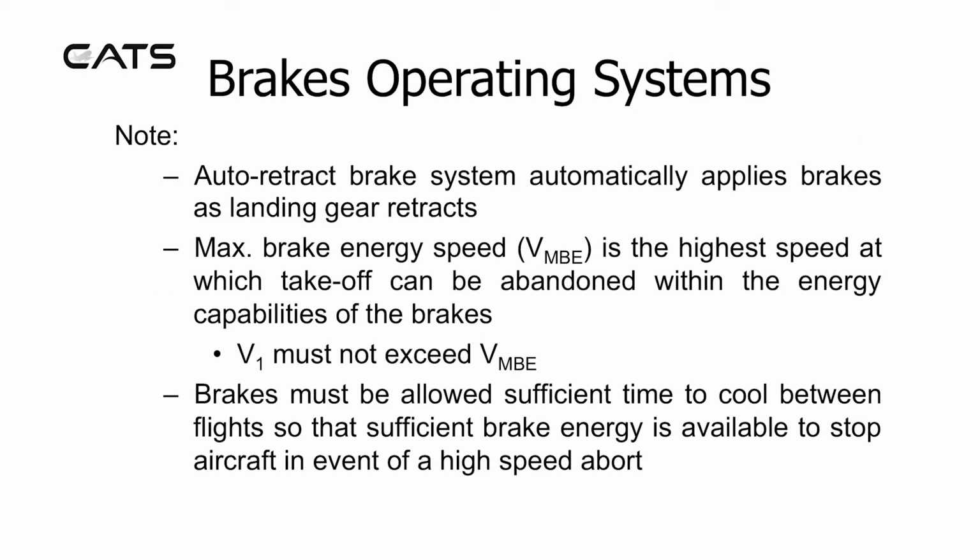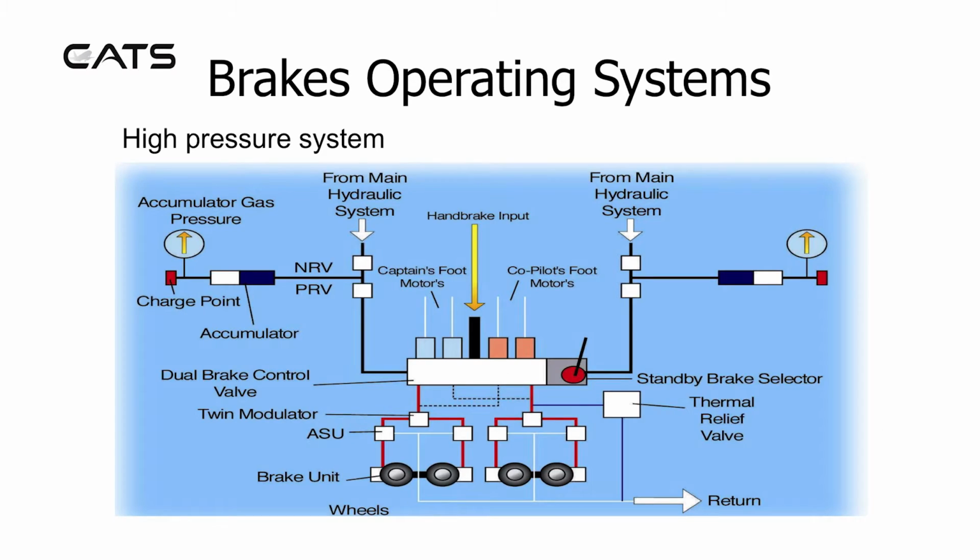An auto-retract brake system automatically applies brakes as landing gear retracts. Maximum brake energy speed, VMBE, is the highest speed at which takeoff can be abandoned within the energy capabilities of the brakes. V1, decision speed, must not exceed VMBE. Brakes must be allowed sufficient time to cool between flights so that sufficient brake energy is available to stop aircraft in the event of a high-speed abort. Here's a diagram of a high-pressure system.